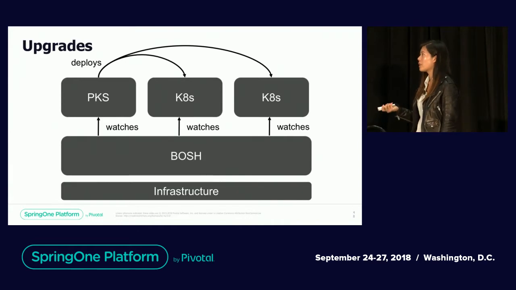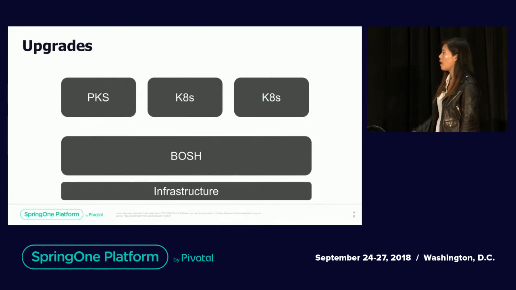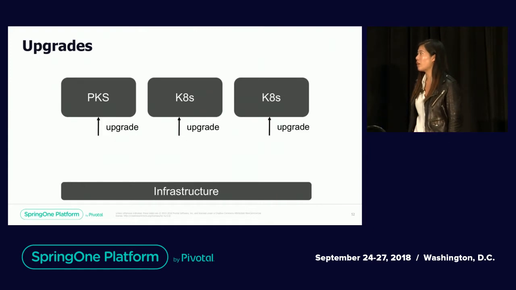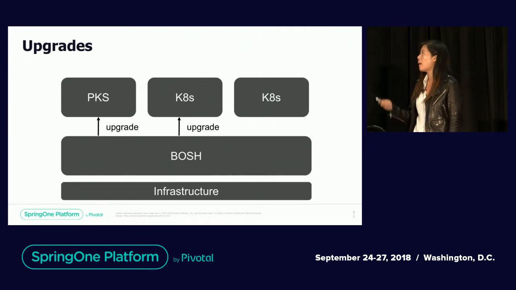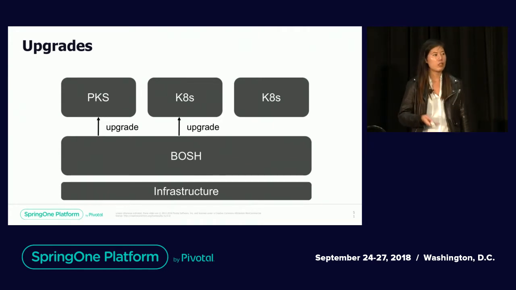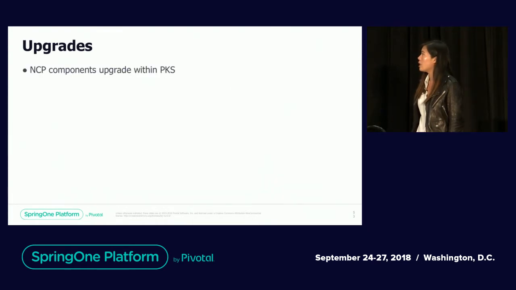So if we think back to the diagram we looked at the very beginning of the presentation, we see that during an upgrade, what will happen is BOSH will first go and upgrade the PKS API deployment and all of its dependencies before upgrading each and every Kubernetes cluster. So you get the upgrade of both the PKS API release, you get the upgrade of the NSX proxy that's packaged in, and you also get the upgrades of NCP within each of your Kubernetes clusters. And so, like we said, NCP components are upgraded within PKS.